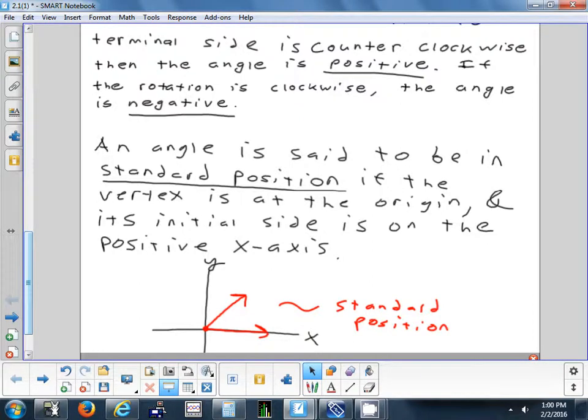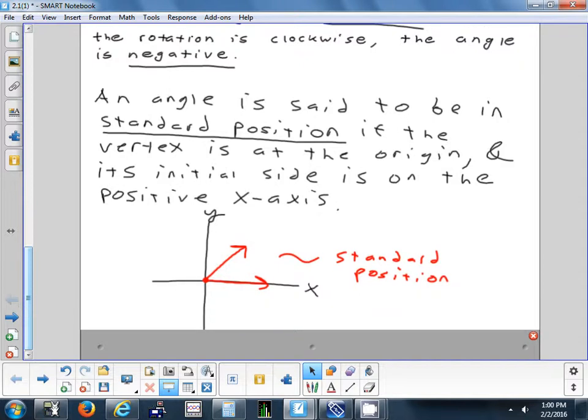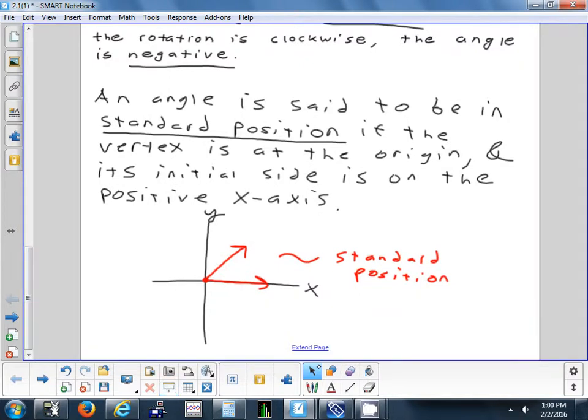Every angle I just drew in that other program was in standard position. What if I did that? What's wrong with that angle that it's not standard position now? Yeah, the vertex is not at the origin. Initial side is still where it needs to be, on the positive x-axis, but the vertex is not. What if I did that? Yeah, now the vertex is at the origin, that's good, but the initial side's not on the positive x-axis. That's not standard position.